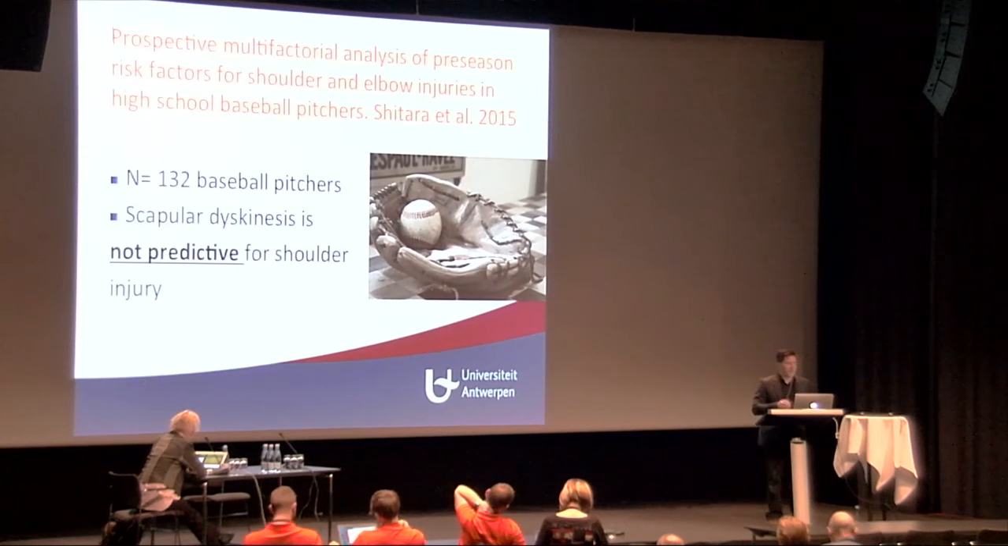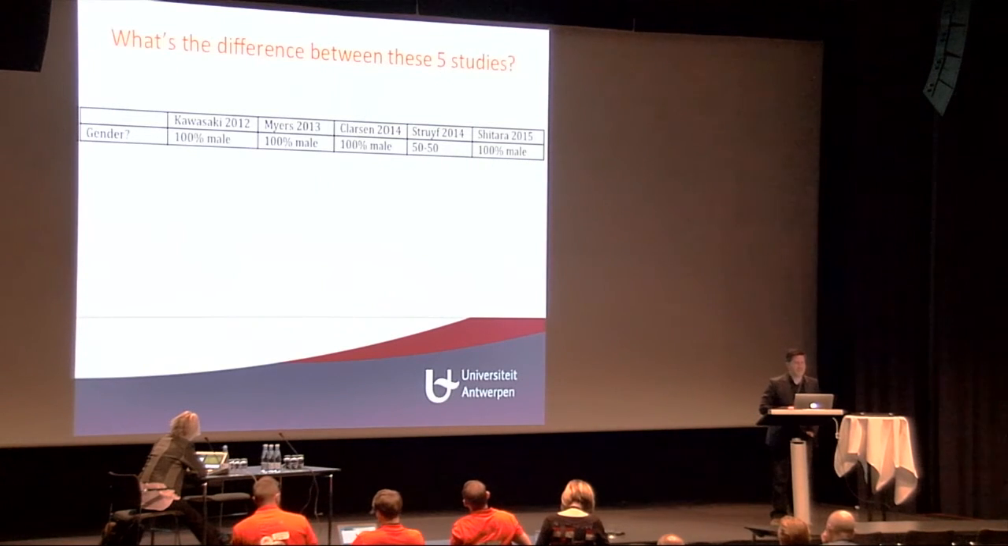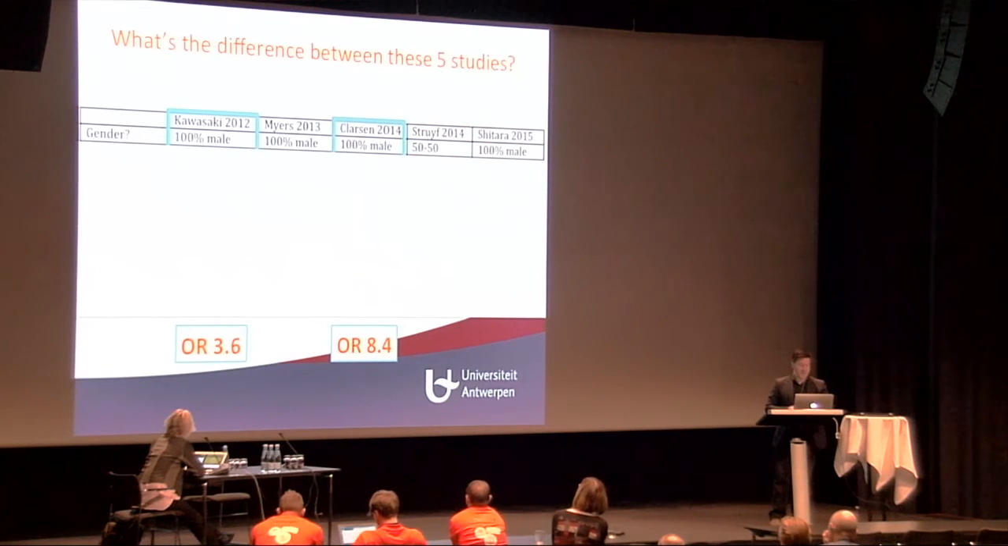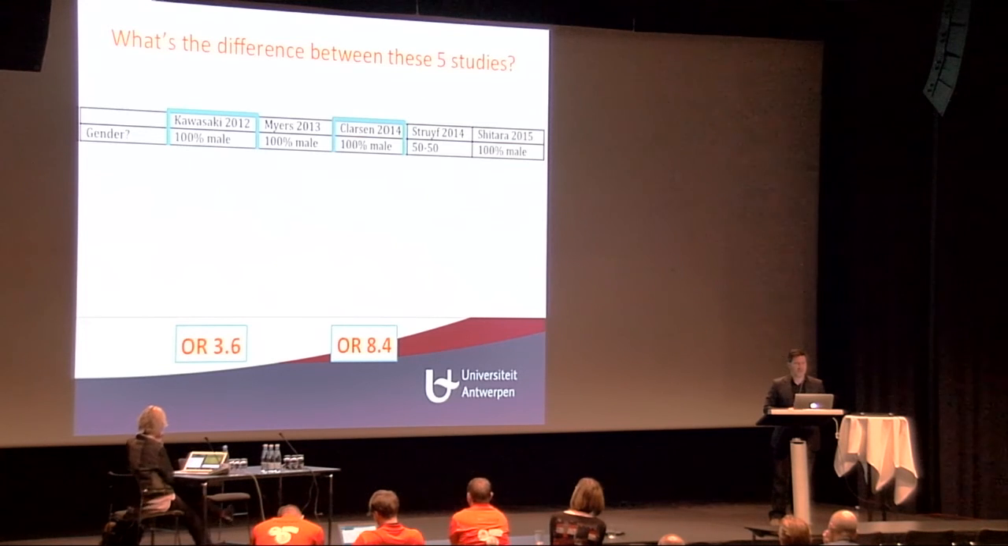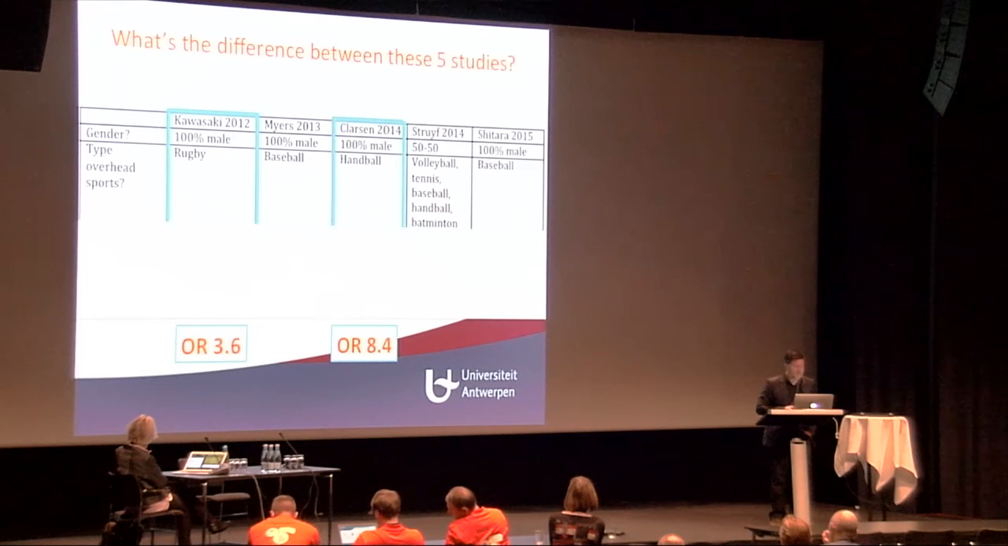Is there a gender difference in all those studies? Look here, 100% male, 100% male, 100% male. In our study, we had 50-50, and the other one was 100% male. So I don't think we have clear evidence that gender is, for the moment, a difference. And as you can see, Kawasaki and Larsen were the ones that predicted shoulder pain. Is it a type of overhead sport? Rugby, baseball, handball? We had a whole combination of sports. Maybe we can say handball and rugby players are at risk and the other ones are not.